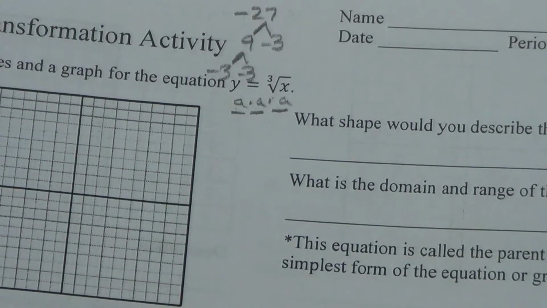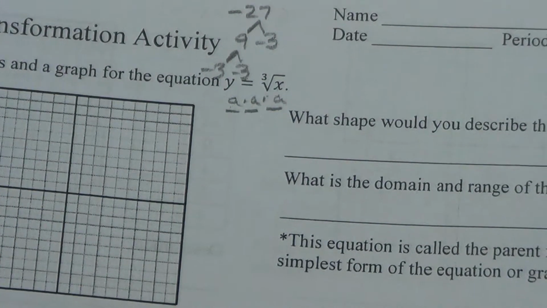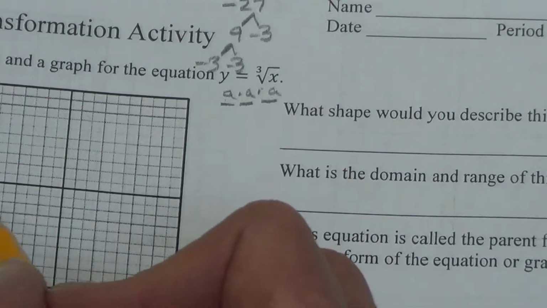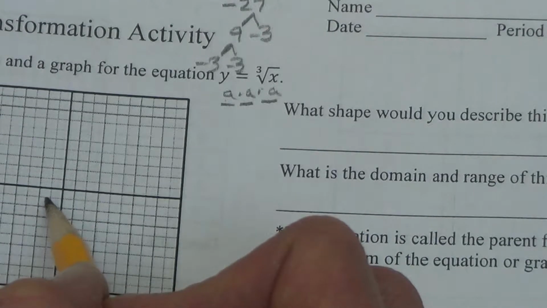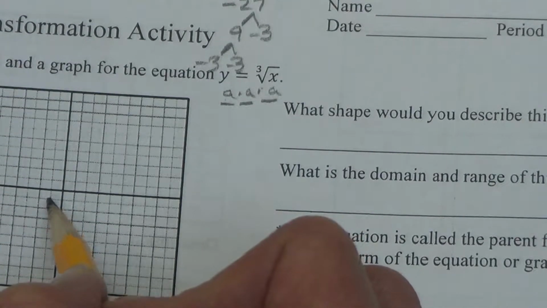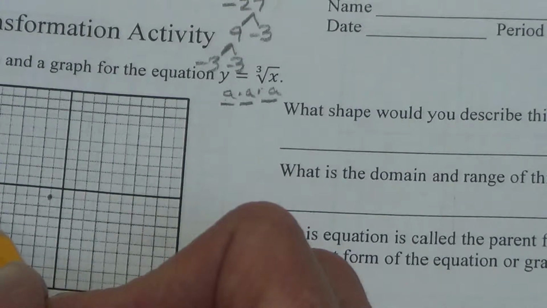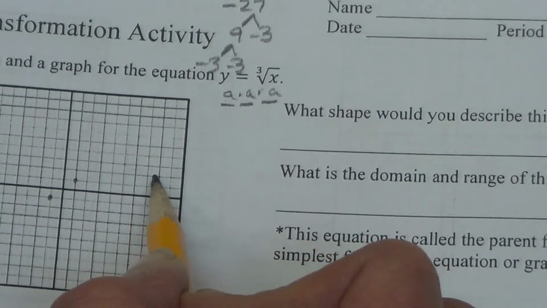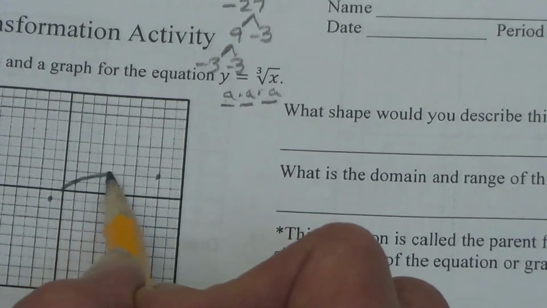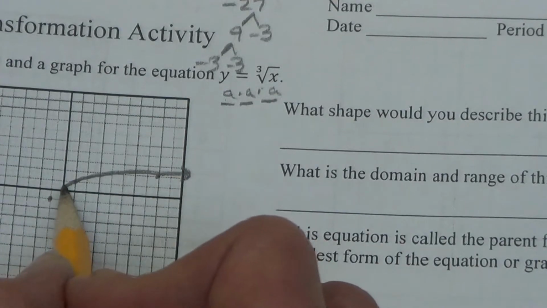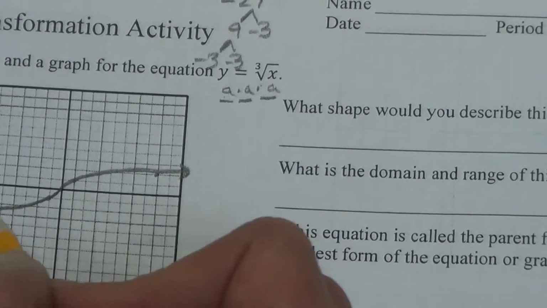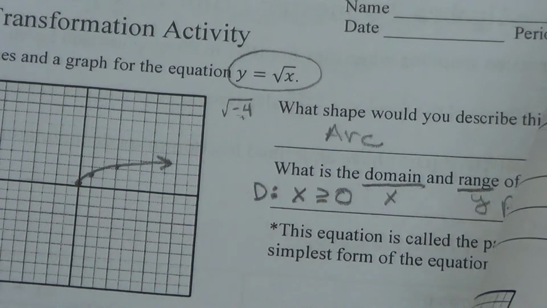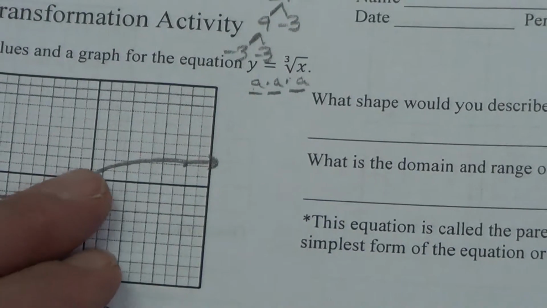When graphing those, pause the camera please. Go ahead and graph that and see if you get the same shape that I do. So if you notice, this is a lot like the previous graph, that square root function, but this time with a cube root, you're able to have the negatives.